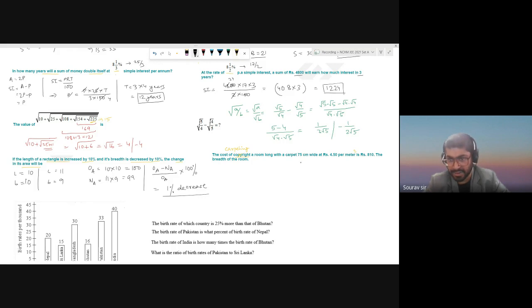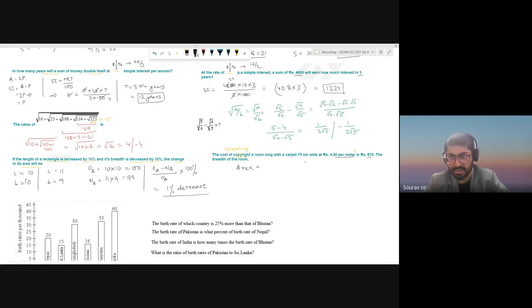Sorry, the room cannot be... wait, some data is missing here. So rupees 4.5 per meter square is 810. Okay, let's see. So what is the area of the room then? It's 810 by 4.5. So what is this? 8100. Sorry, the area is 800.